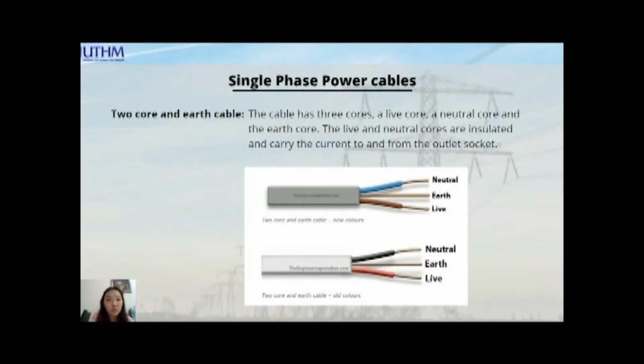So let us go to the single phase power cables. The first is the 2 core and earth cable. In this figure we can see the new color and the old color of the 2 core and earth cable. The cable has 3 cores: live, neutral, and earth. The live and neutral cores are insulated and carry the current to and from the outlet socket. This cable connects the consumer unit to the power outlet socket and carries the electricity to appliances which are plugged into the socket.